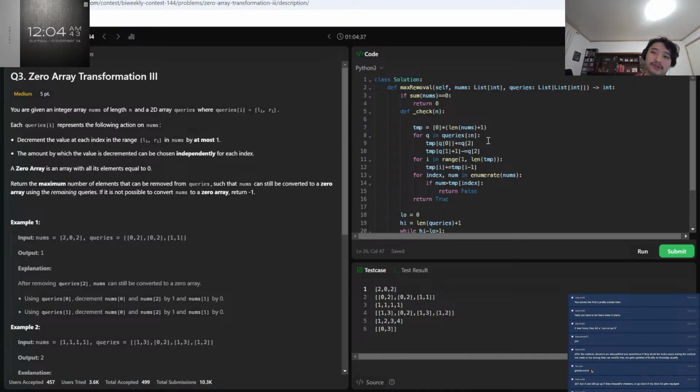The issue is simply that, okay, because this checks for a section of it.